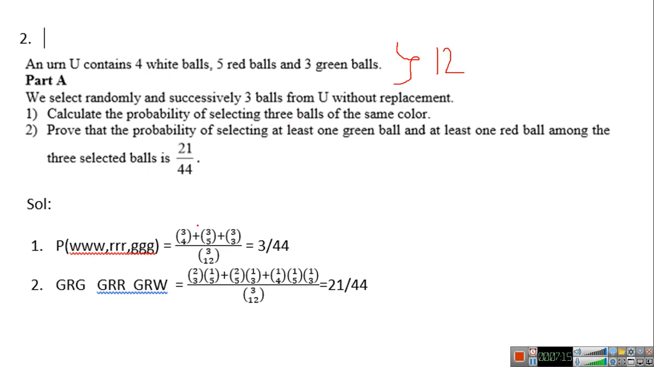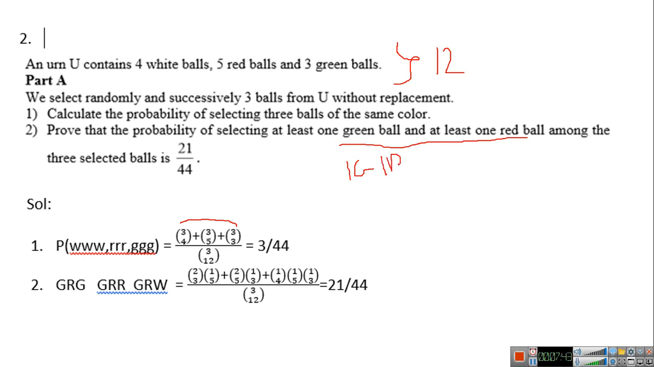So either 3 are white or 3 are red, as you can see here, or 3 are green, over total 3 out of 12. So this is dependent, not independent. I'm not going to draw the ball and return it back. Prove that the probability of selecting at least 1 green ball and at least 1 red. I want minimum 1 green in the draw and 1 red.